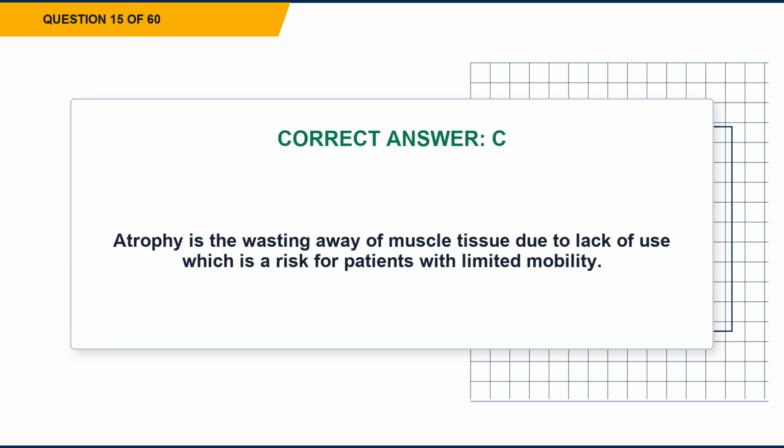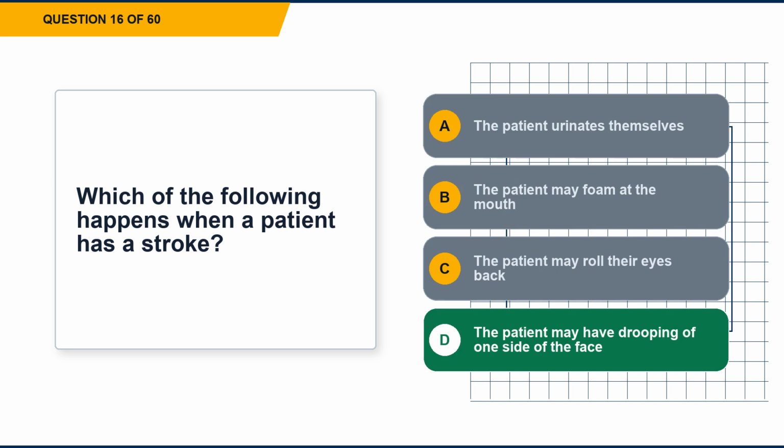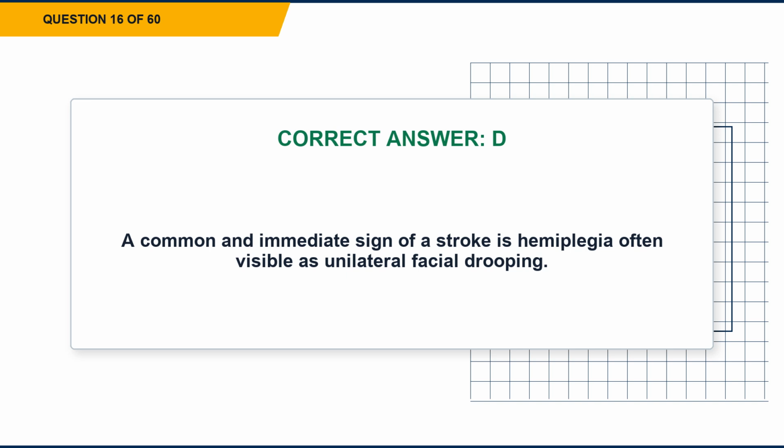with limited mobility. Question 16. Which of the following happens when a patient has a stroke? Option A, the patient urinates themselves. Option B, the patient may foam at the mouth. Option C, the patient may roll their eyes back. Option D, the patient may have drooping of one side of the face. The correct answer is option D, the patient may have drooping of one side of the face. Explanation: a common and immediate sign of a stroke is hemiplegia, often visible as unilateral facial drooping.